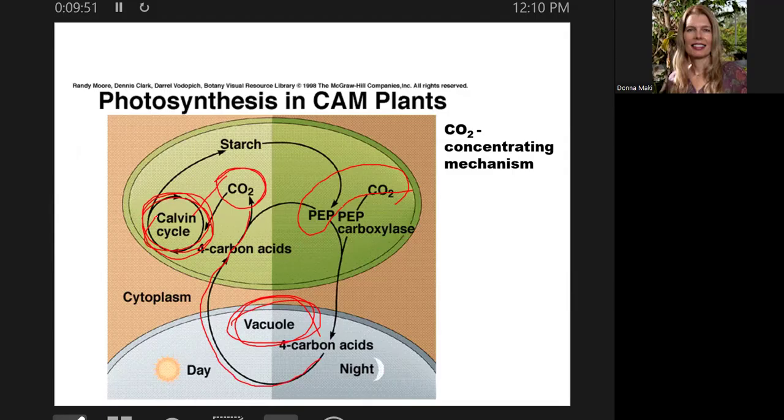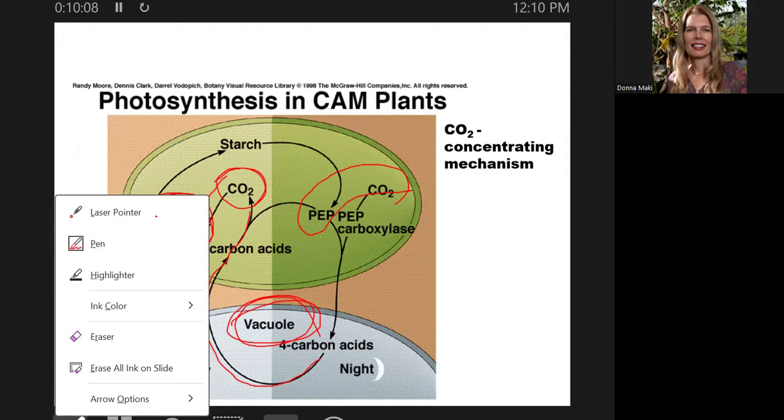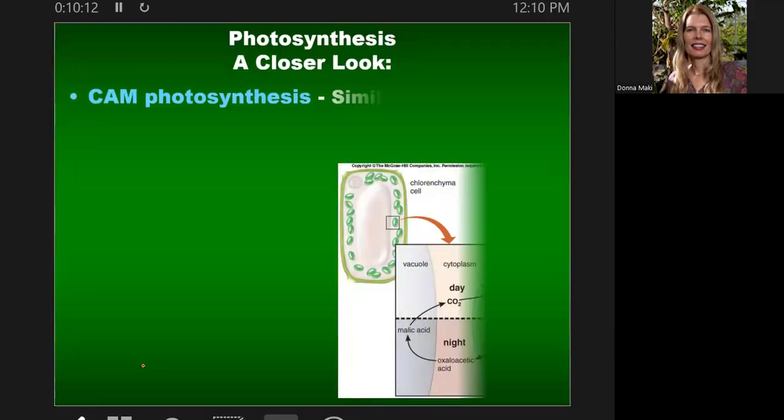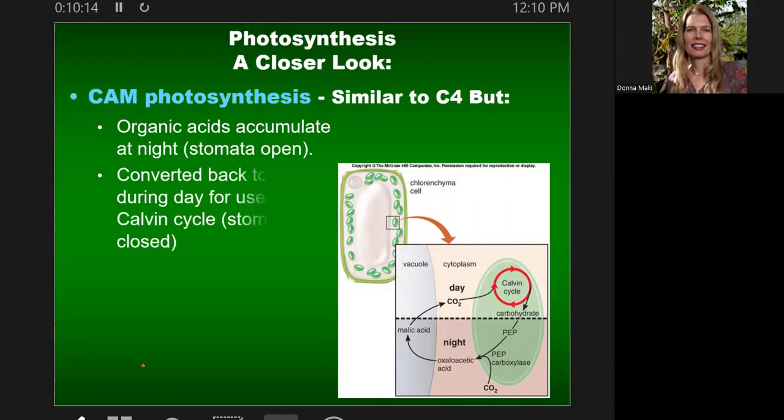So it's all one cell. It's not like we have a separate mesophyll and bundle sheath that are doing different things. It's not that. It's all one cell. It's just certain things happen at night, certain things happen during the day. All right, let's put this in words a little bit here.